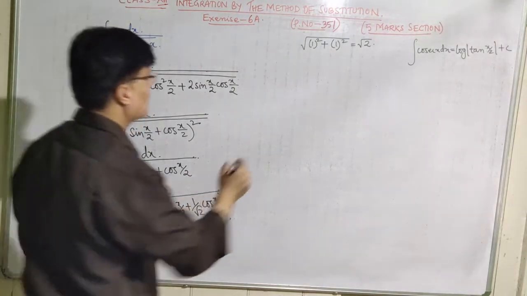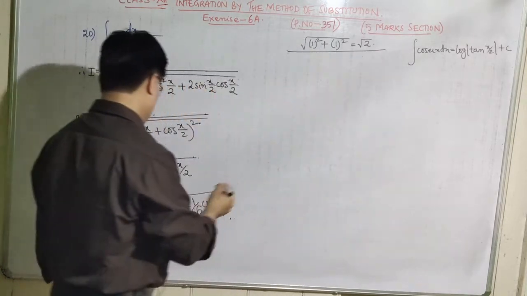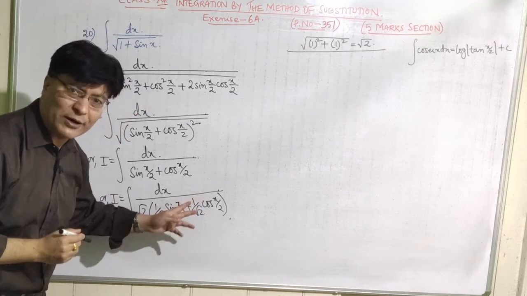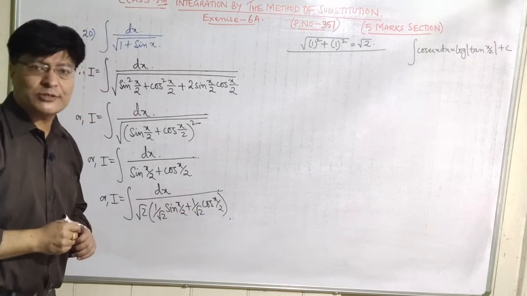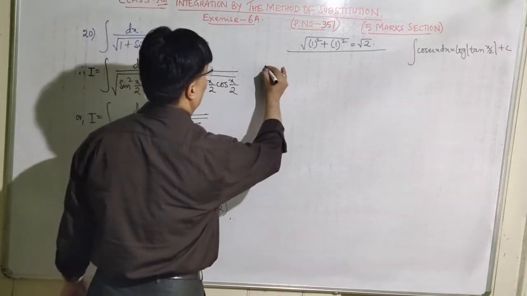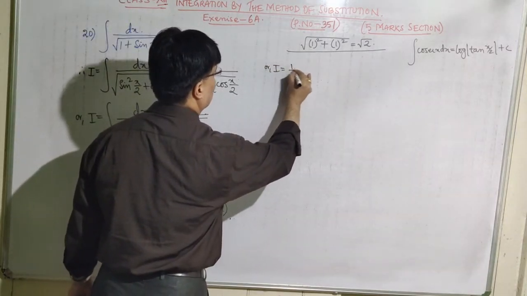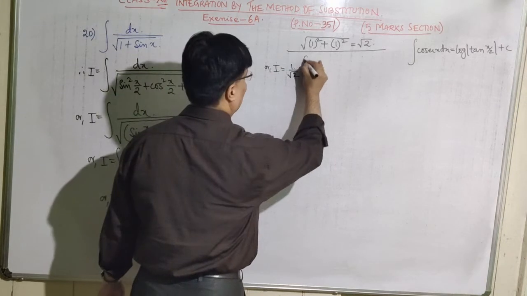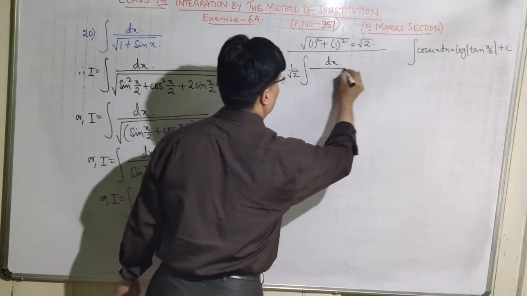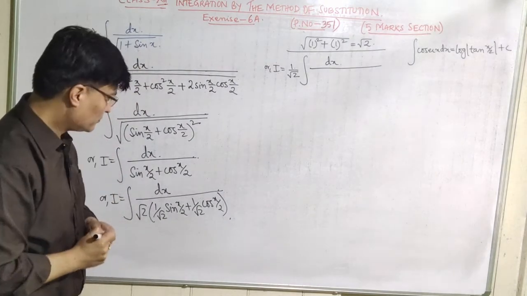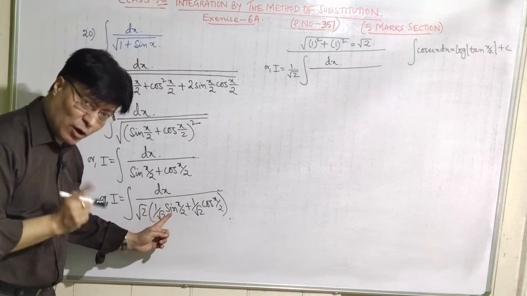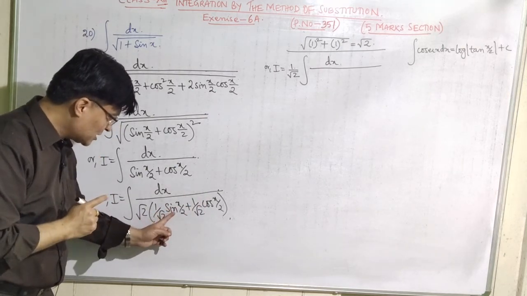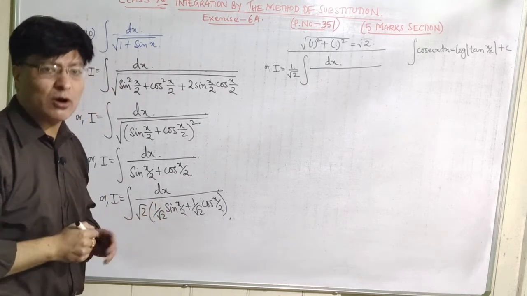Is that understood now? So in the next step, we can write this in terms of compound angle form, sine a cos b plus cos a sine b. So I is equal to, here 1 by root 2 is constant, taken outside. Integration of dx divided by, now let us convert into the form of compound angle, that is sine a cos b plus cos a sine b. Now since there is sine here, let us write 1 by root 2 in terms of cos.